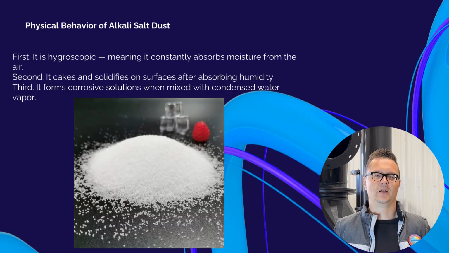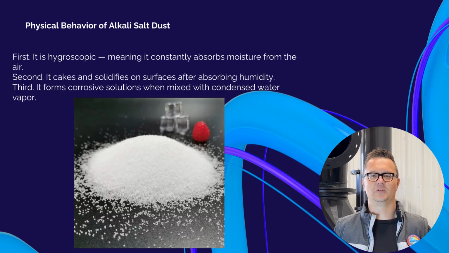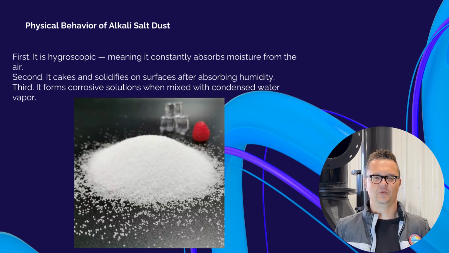Physical behavior of alkali salt dust. From an engineering standpoint, this dust behaves in three main ways. First, it is hygroscopic, meaning it constantly absorbs moisture from the air. Second, it cakes and solidifies on surfaces after absorbing humidity. Third, it forms corrosive solutions when mixed with condensed water vapor. Because of these behaviors, the system must maintain consistent airflow and temperature to prevent condensation and sticking. Duct velocities for alkali salt dust are typically designed from 3,500 to 4,000 feet per minute to prevent buildup.